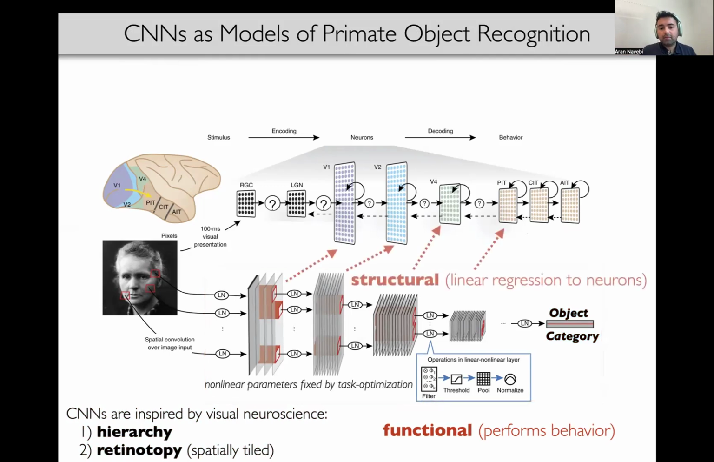And furthermore, and what's most interesting to me is that they're also structural models of the system, in that if you optimize a CNN for a task and then fix the filter values and then evaluate them on new held-out images using linear regression on the activation patterns, we can actually predict these individual neural responses in the real biological system well.